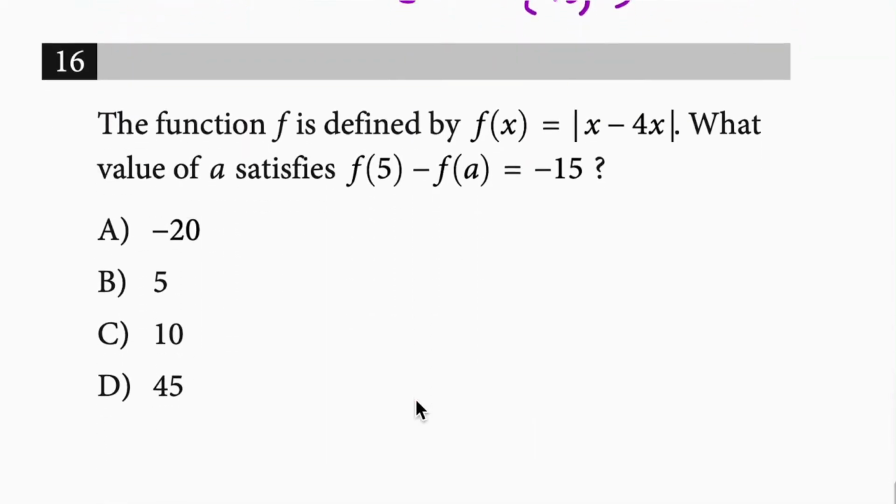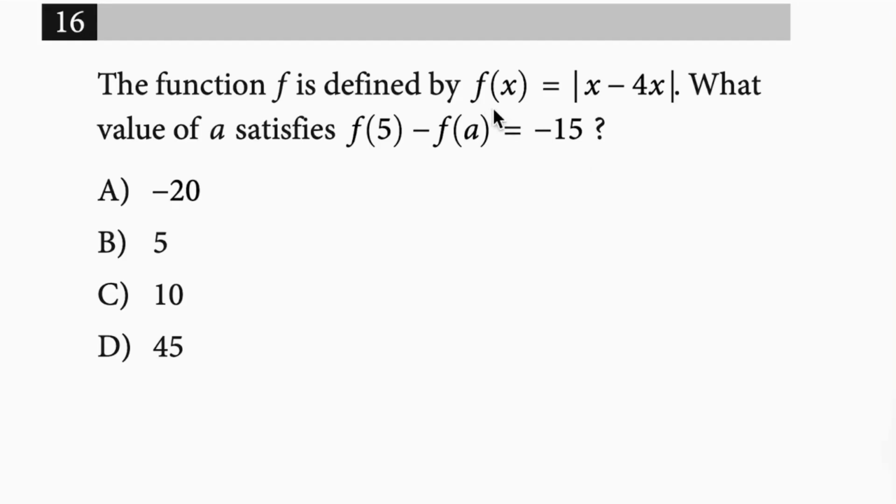Okay, now let's come to question number 16. F of x is equal to the absolute value of x minus 4x. We have to find the right option. So let's solve it and minimize the calculations.